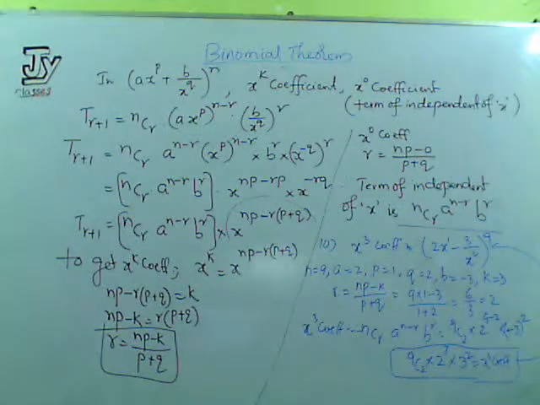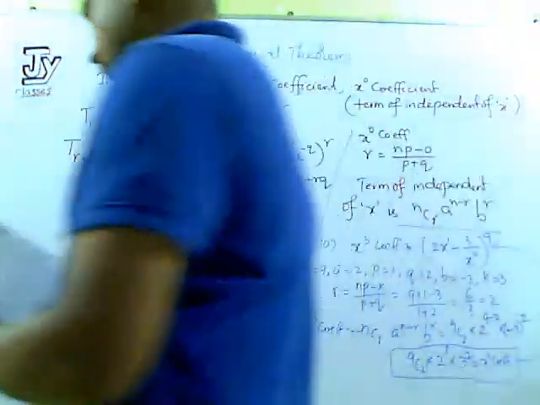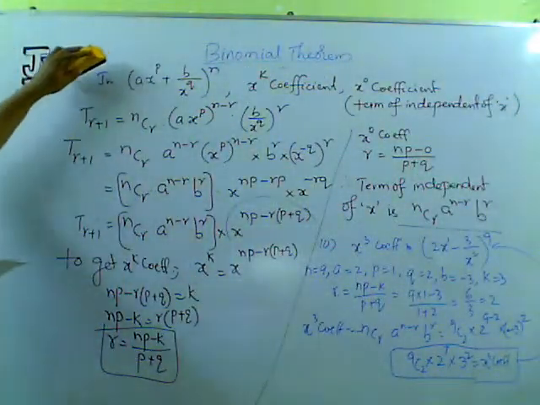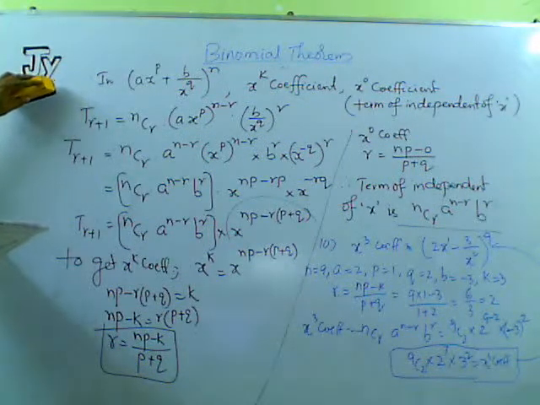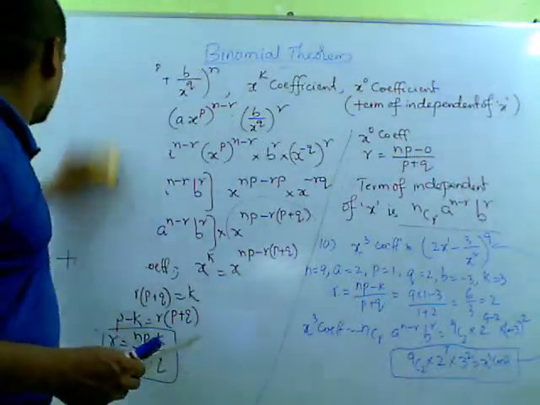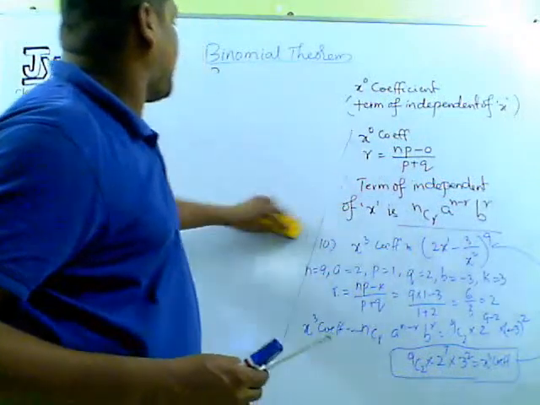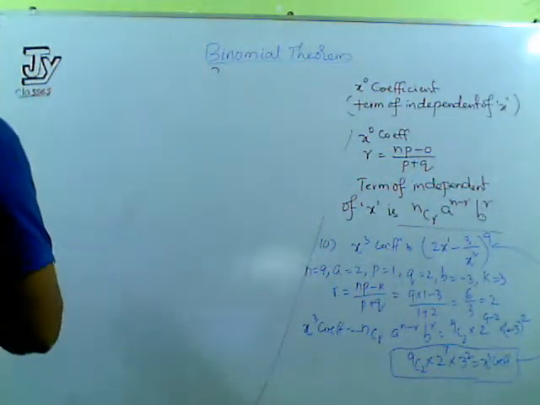So remaining 11, 12, 13 and all, you have to do in that method only. So the questions, once I'll explain.